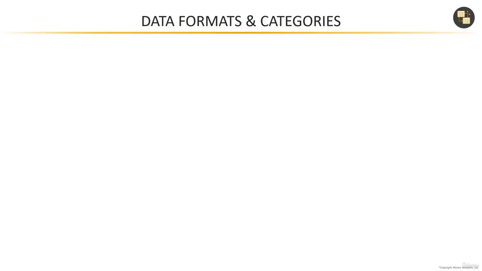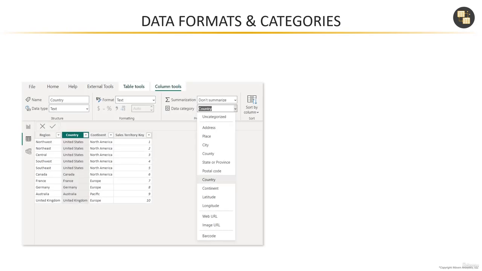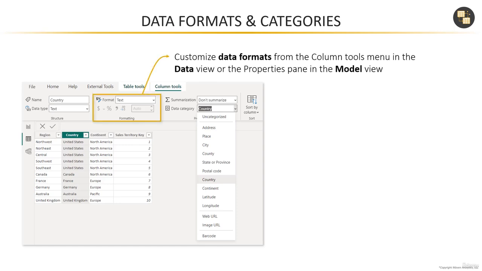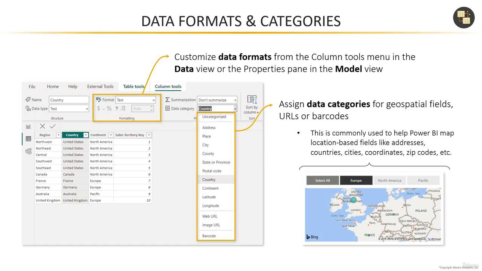Next up, let's talk about data formats and categories. So for this demo, we're going to spend some time in the data view, and we're going to focus on doing two things. First, we're going to customize some data formats, which we'll find in the column tools menu in the data view. These options are also accessible in the properties pane in the model view as well, so I'll show you both options. And we'll also explore data categories.